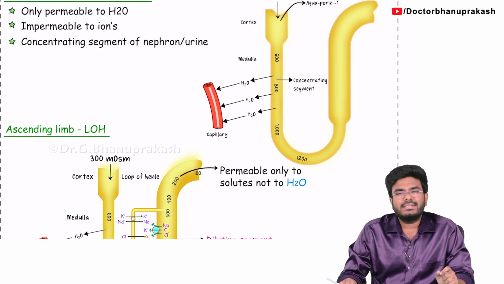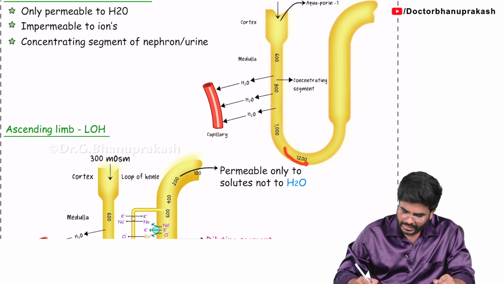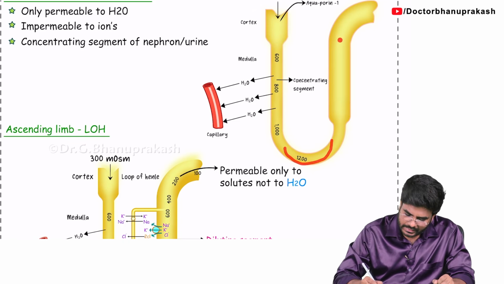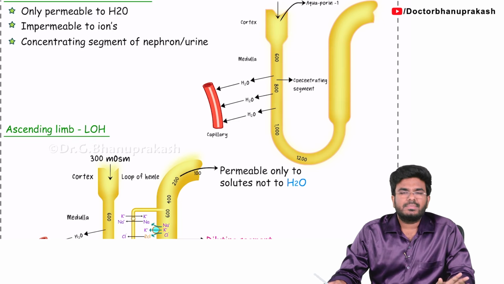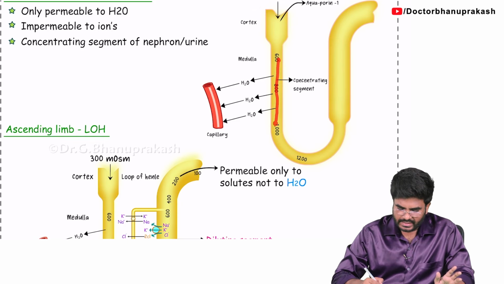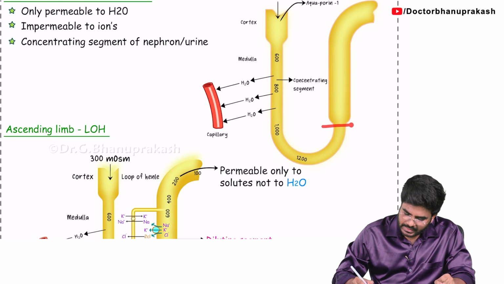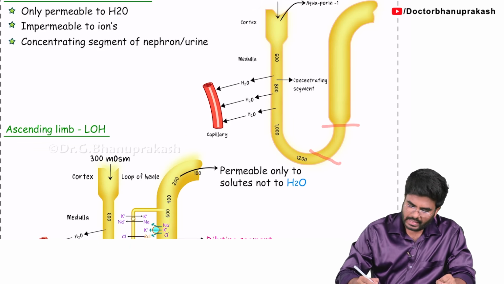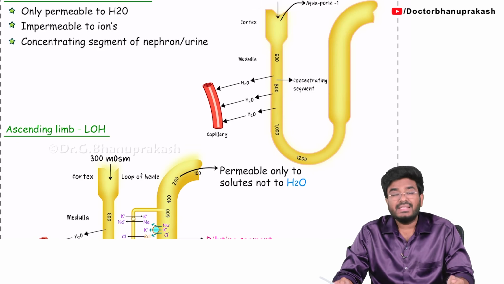Now the loop of Henle is divided into the descending limb of loop of Henle. See, here is the descending limb. There is a hairpin turn and there is the ascending limb of loop of Henle. So there is mainly a descending limb as well as an ascending limb. Now look here, the ascending limb is further divided into two parts. There is a thin part at the bottom and a thick part here. Above there is the thick part, below there is the thin part.